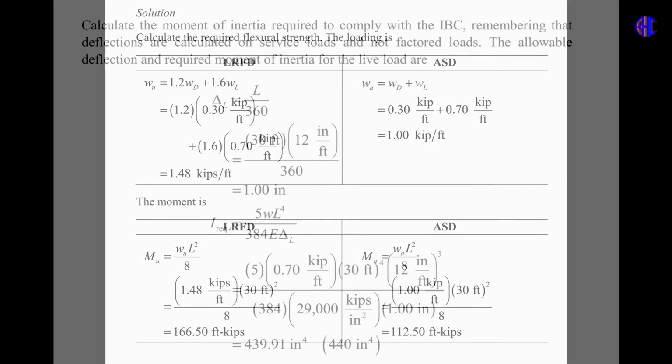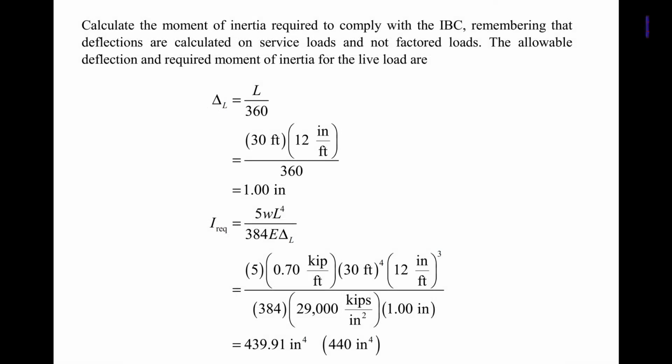112.50 feet-kips. Calculate the moment of inertia required to comply with the IBC, remembering that deflections are calculated on service loads and not factored loads. The allowable deflection and required moment of inertia for the live load are: the deflection is equal to the clear span length of beam over 360, and this is equal to 1.0 inch.